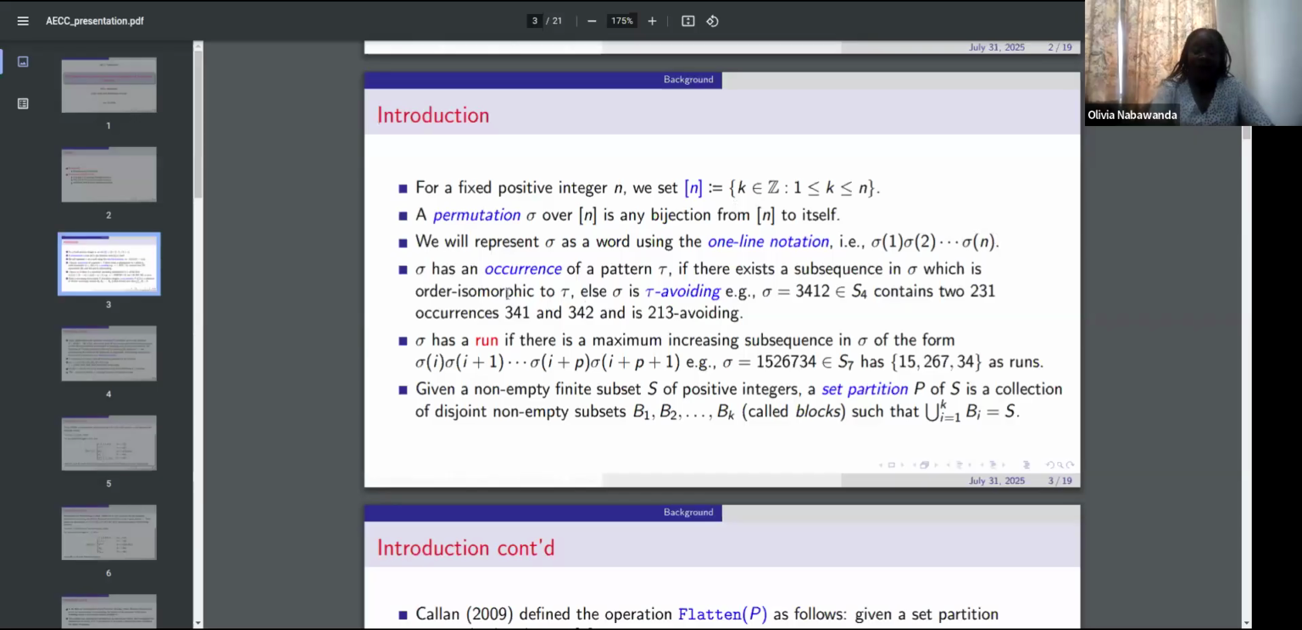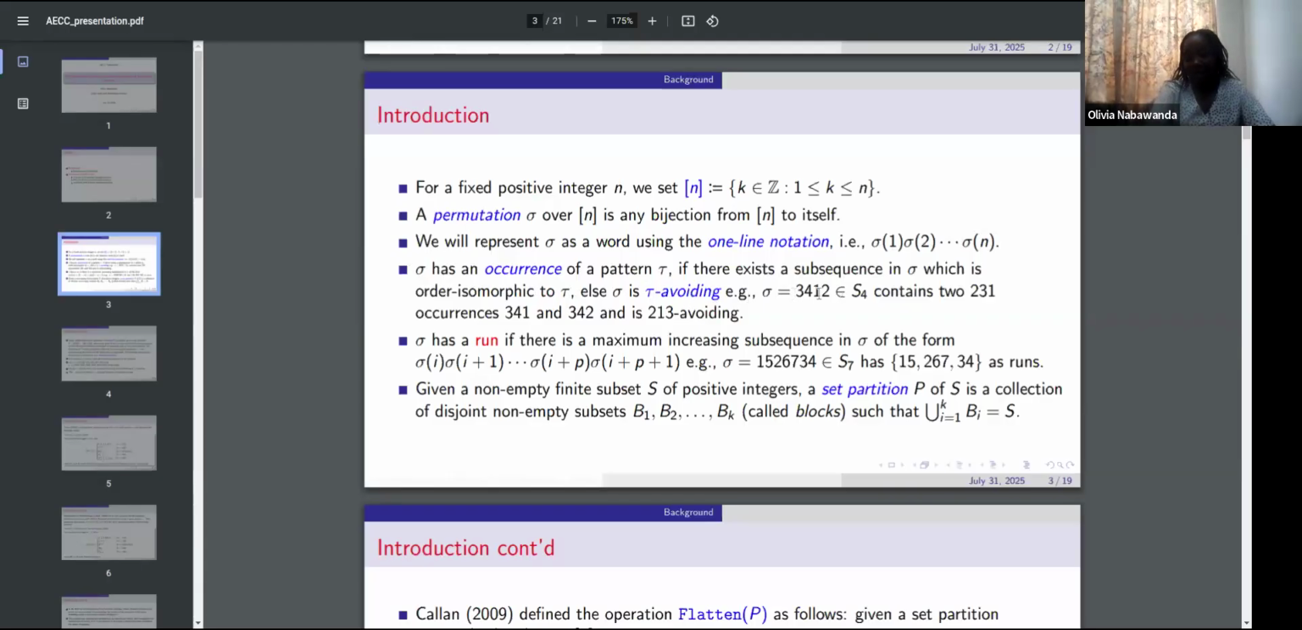And if we have a permutation sigma, we shall say that sigma has an occurrence of a pattern tau if we can find in sigma a subsequence that is order isomorphic to tau. Otherwise, if sigma does not have such an occurrence, then we say that sigma is tau avoiding.